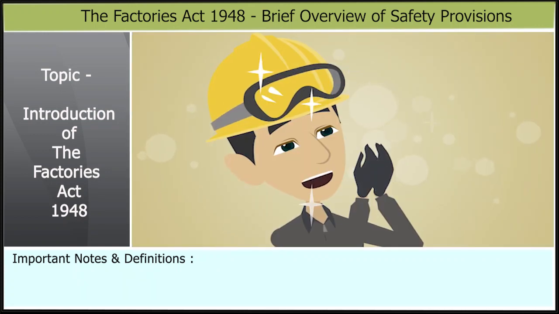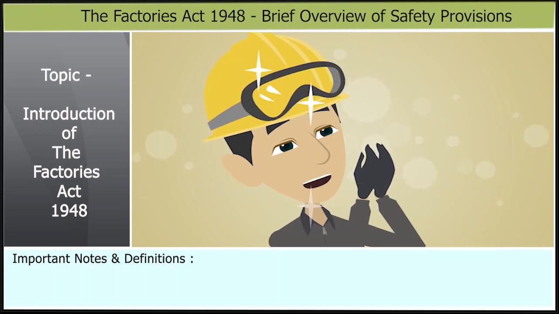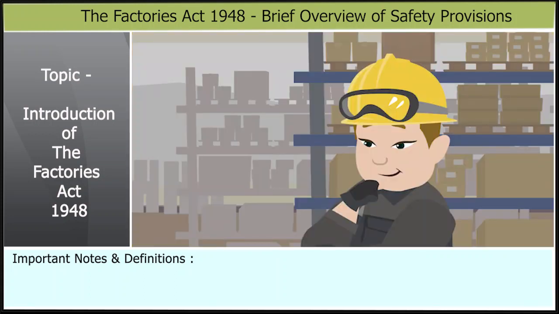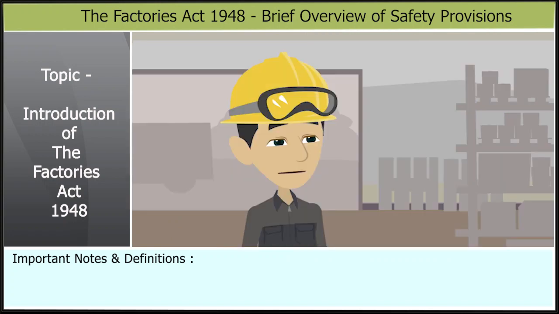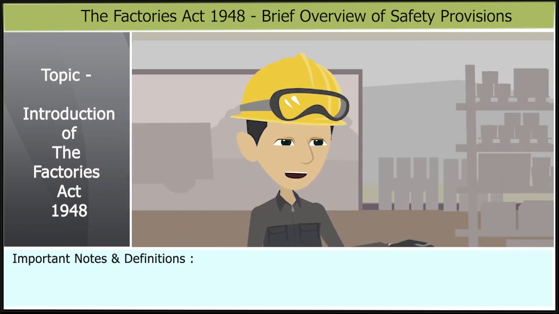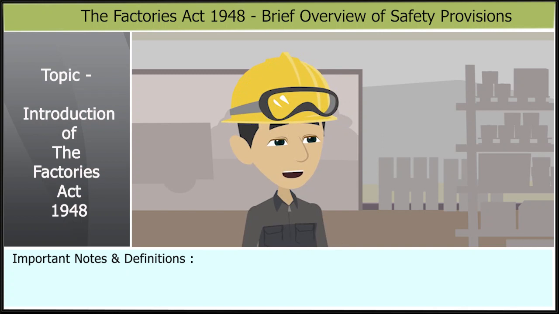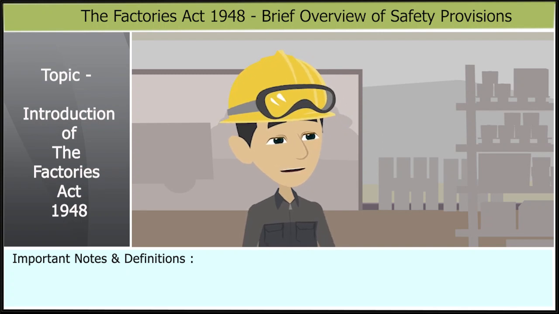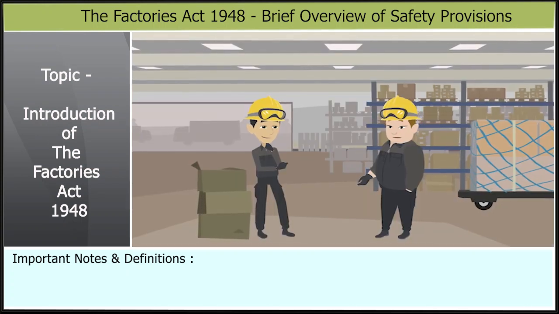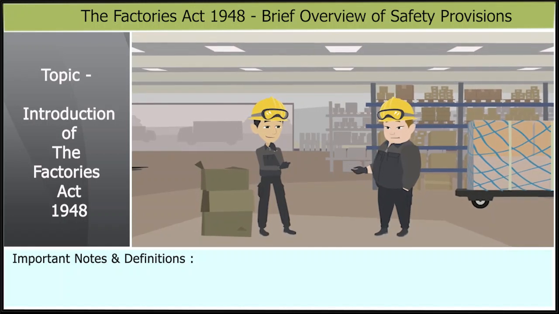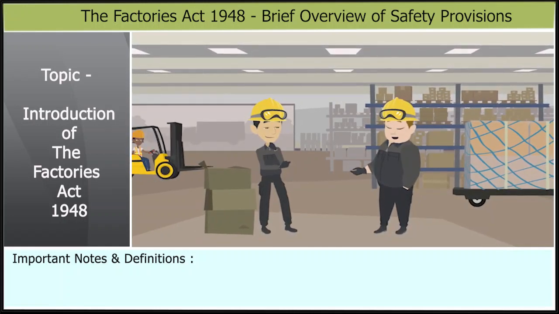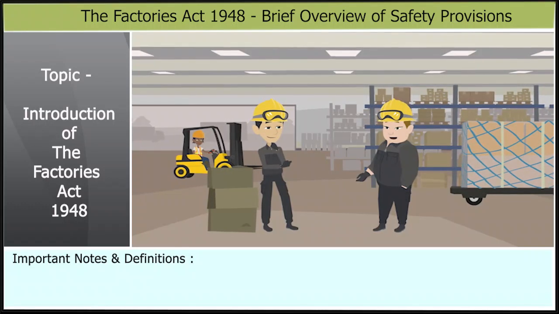Thanks for explaining all the provisions of the Factories Act 1948. It's clear that this act is crucial in ensuring the safety, health, and welfare of workers employed in factories. Yes, it's important to follow the provisions of the Act to prevent accidents and ensure a safe working environment for all.